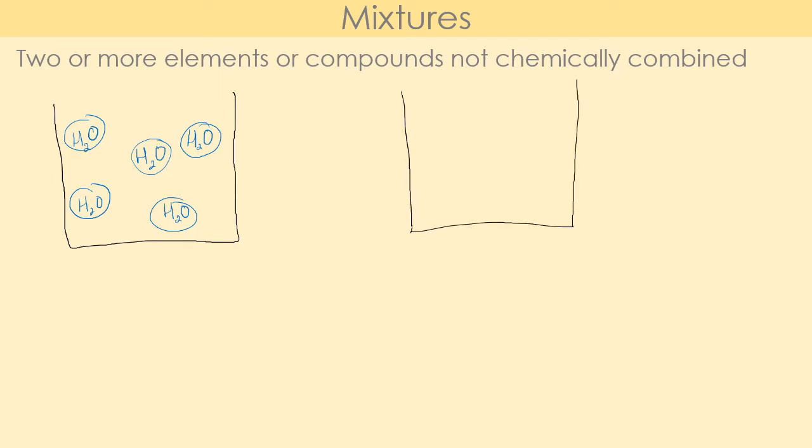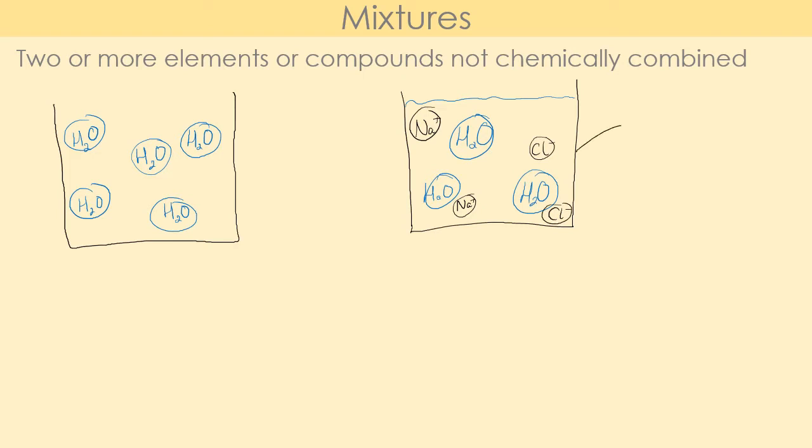I'm going to draw another one, so I'm going to have my water again. I've got my water in there. But this time I'm going to add some salt into it. So we've got our Na plus ions and our Cl minus ions. This now is a mixture because we have two or more compounds that are not chemically combined.